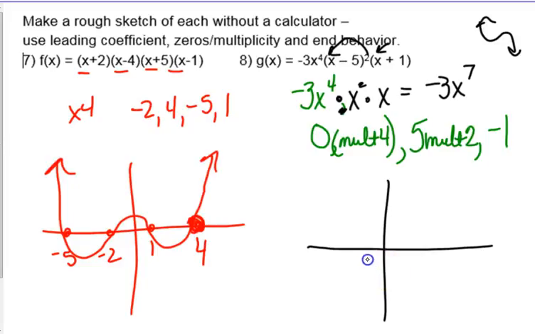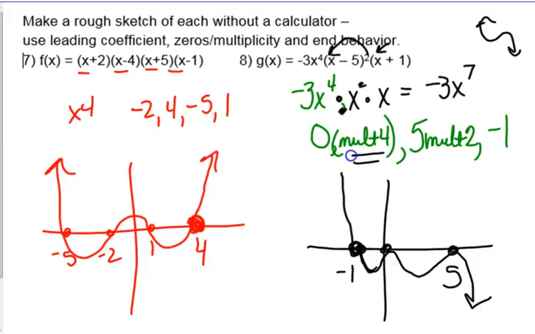All right, let me put these on here real fast. I have a -1, a 0, and a +5. So you told me to come from the top on the left. What do I do at -1? Cross. Then at 0, I bounce. And at 5, also bounce because both of these are even multiplicity. That's supposed to be at 0. I didn't draw it very well.